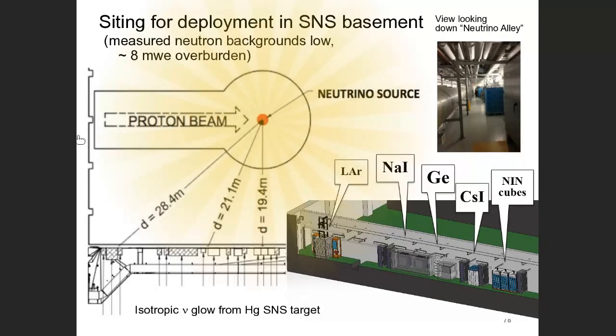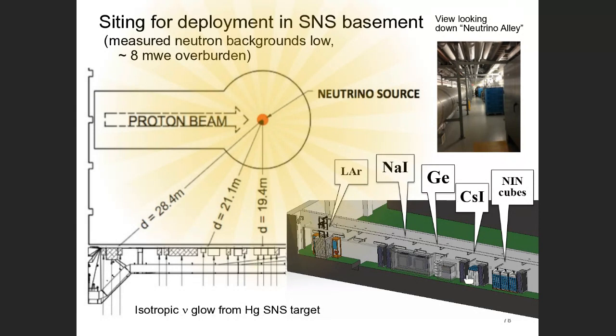And we also had very good luck in finding a great place to site these detectors. We have what's called Neutrino Alley. And this is a corridor that runs parallel to the proton beam. So this is where the SNS is. There's a proton beam that hits the mercury target, which is right here. And the neutrinos come out isotropically from that target. So we can just sit in the glow of the neutrinos. This is a basement corridor. It's got actually about 8 meters water equivalent of overburden, which is nice because we have a little bit of cosmic ray protection.